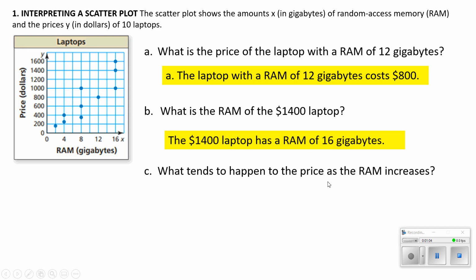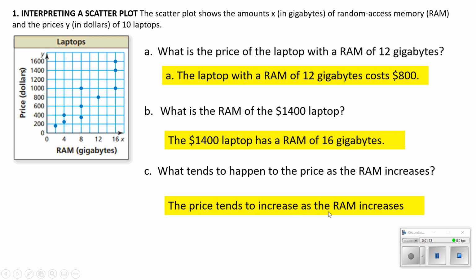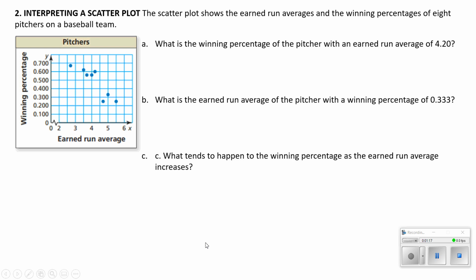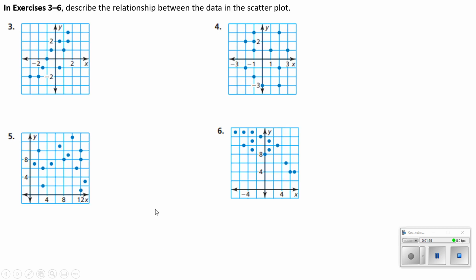And see what tends to happen to the price as the RAM increases. Well, as the RAM increases, so does the price. The price increases as well. So the price tends to increase as the RAM increases. You have number 2 to do. I'm going on to number 3.